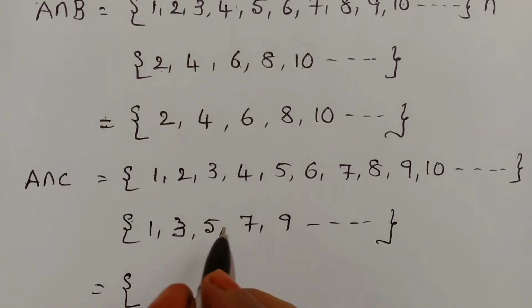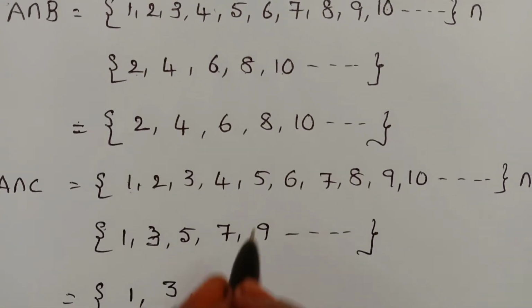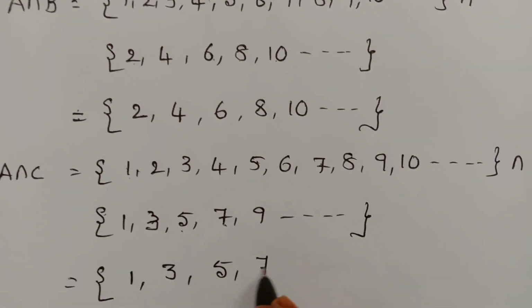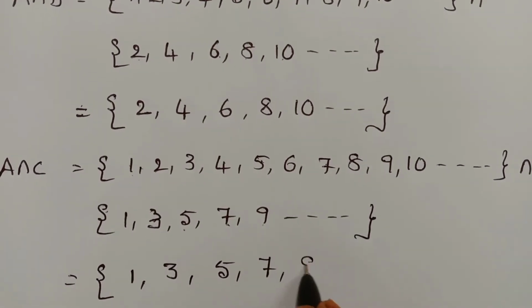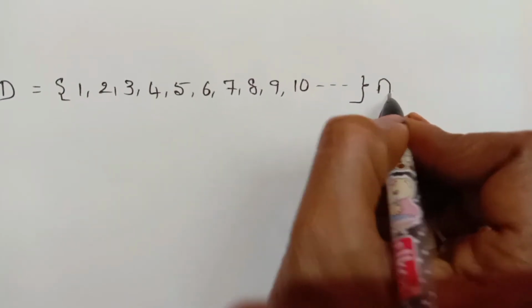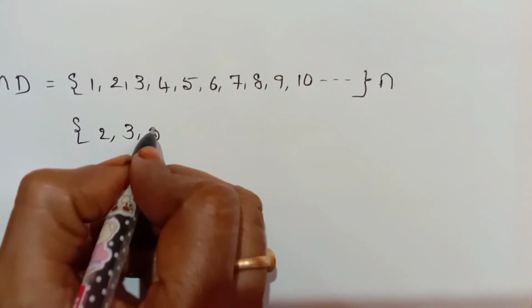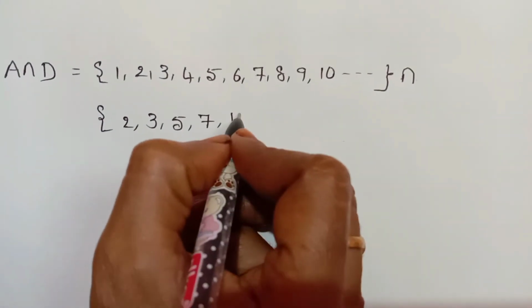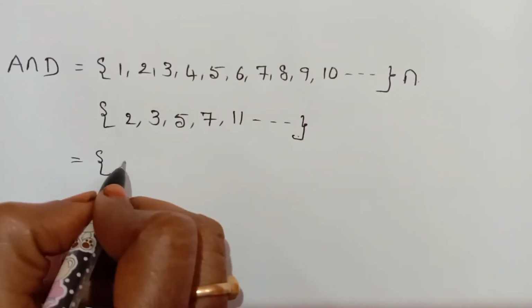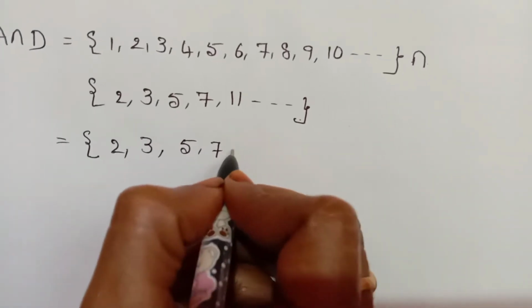Common elements are 1, 3, 5, 7, 9. A intersection D. D is 2, 3, 5, 7, 11. Common elements are 2, 3, 5, 7.